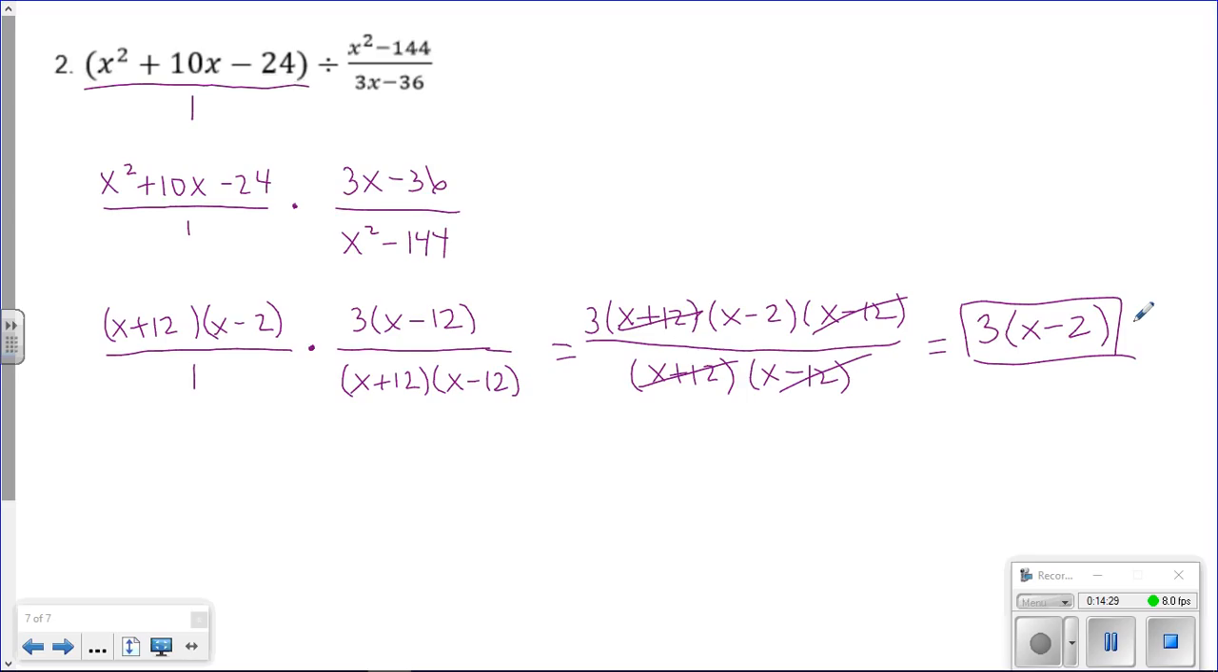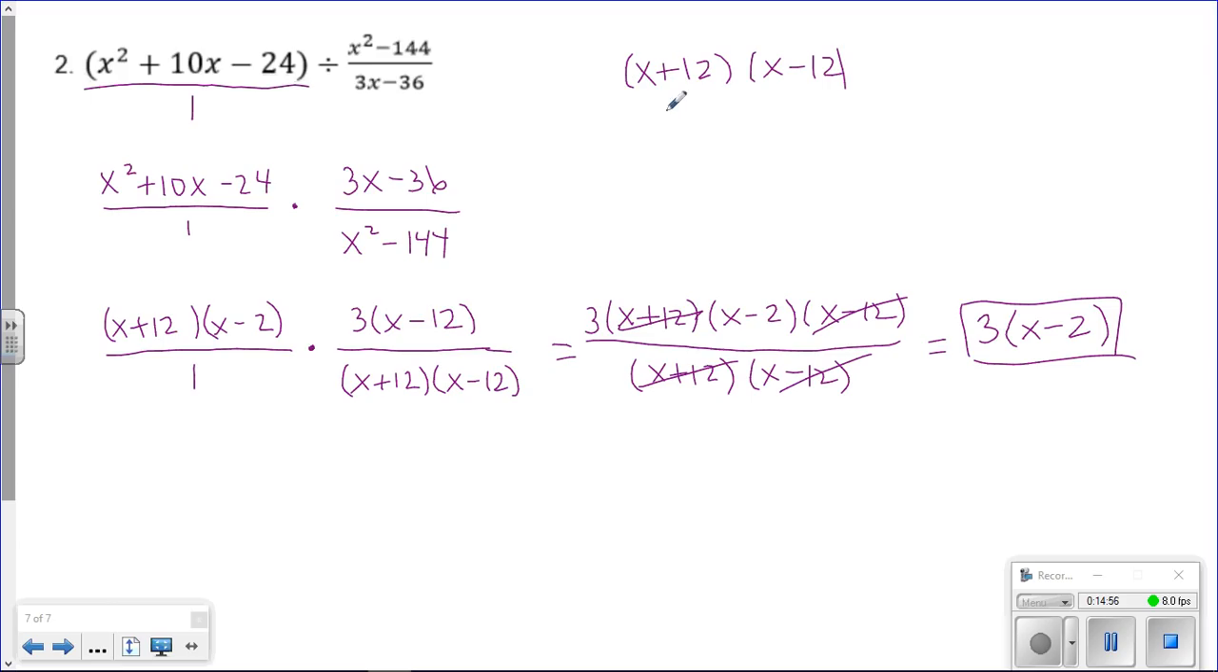Now, one last thing I want to go over, I know it's not in the directions, but on your practice, it's going to say state the restrictions. So restrictions are basically what can you not have. If you think of this, this is a division problem. So before we canceled these guys out, we had x plus 12 and x minus 12. Now, we know that we cannot ever divide by 0.